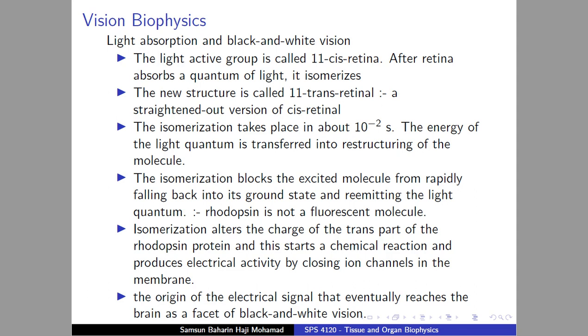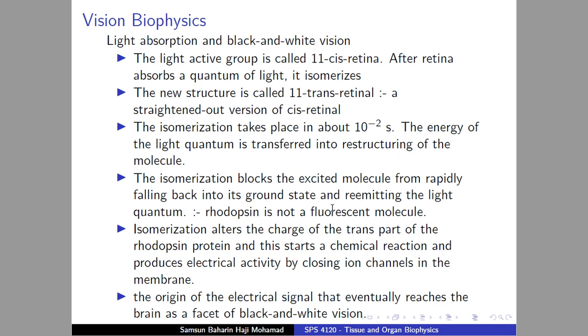The energy of the light quantum is transferred into restructuring of the molecule. Okay, and the isomerization blocks the excited molecule from falling back into its ground state and emitting the light quantum. So rhodopsin is not a fluorescent molecule, meaning that we are not going to see fluorescence after the absorption of light.